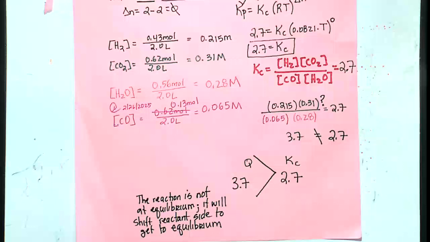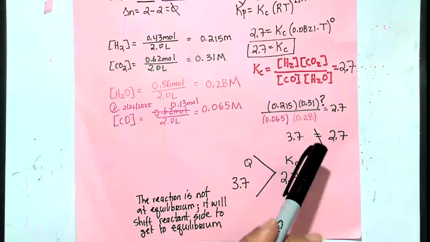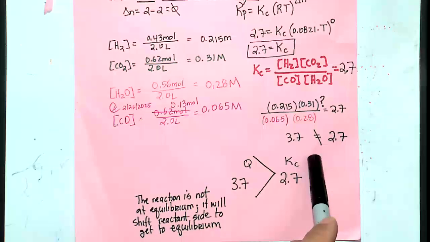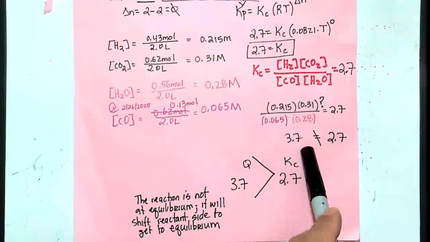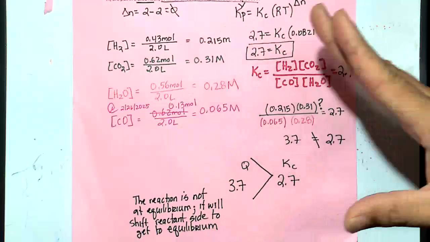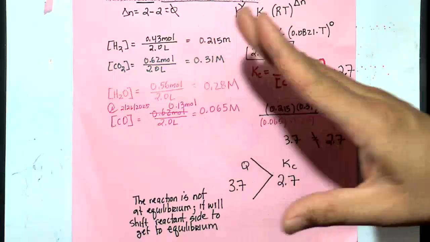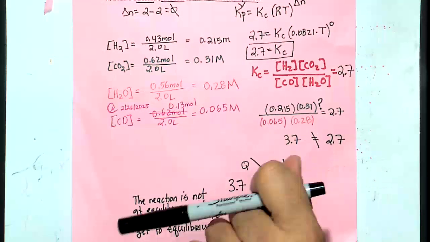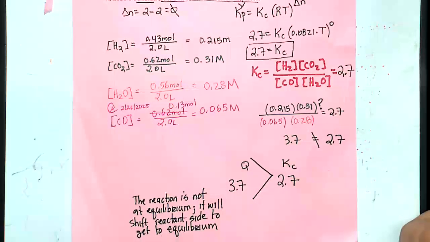You're right. Because it doesn't equal 2.7, are you at equilibrium? No. Which way will it go to get to equilibrium? Put Q first, compared to K. The alligator jaws point to the reactant side. So it's going to shift to the reactant side to get to equilibrium.